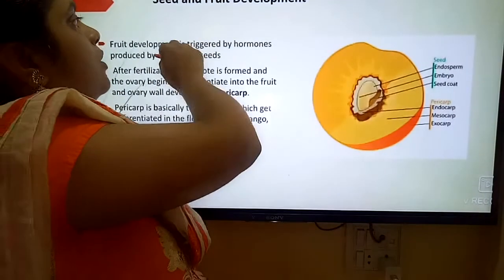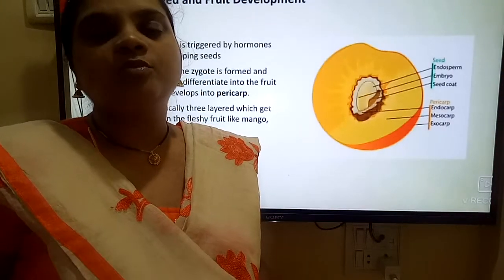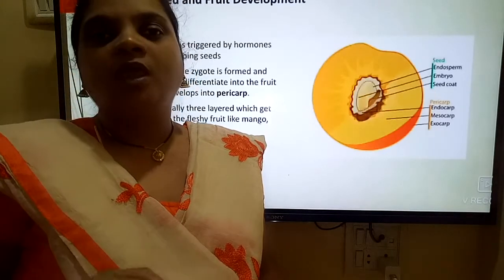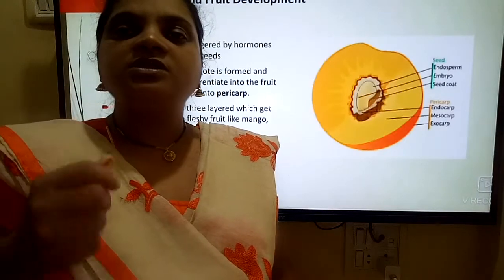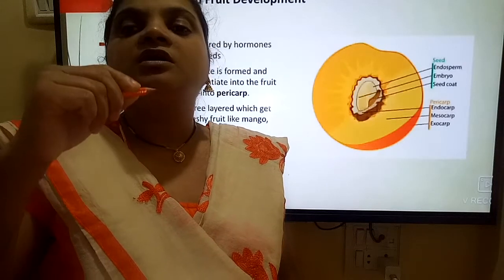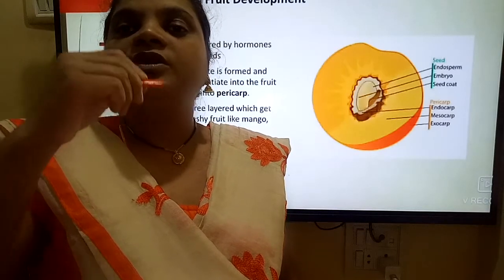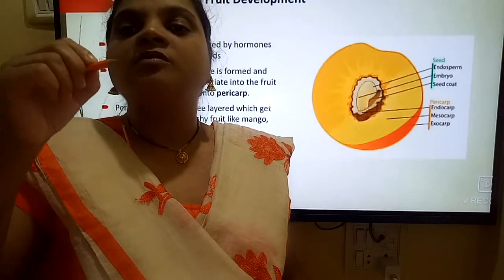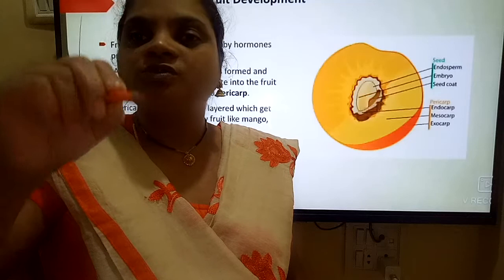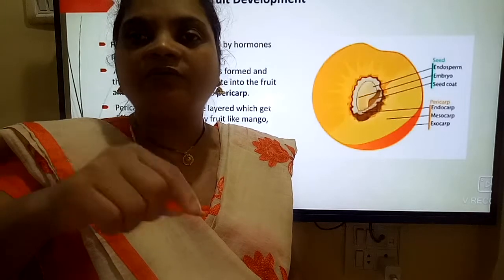Now there is fruit development. This fruit development is triggered by hormones, and those hormones are produced by the developing seed. When does a seed develop? After fertilization. After fertilization, the zygote and endosperm form. The zygote gets converted into the embryo, and the secondary nucleus fuses with the male gamete and forms the primary endosperm nucleus. So the endosperm and embryo are part of the seed, and they start to develop after fertilization.